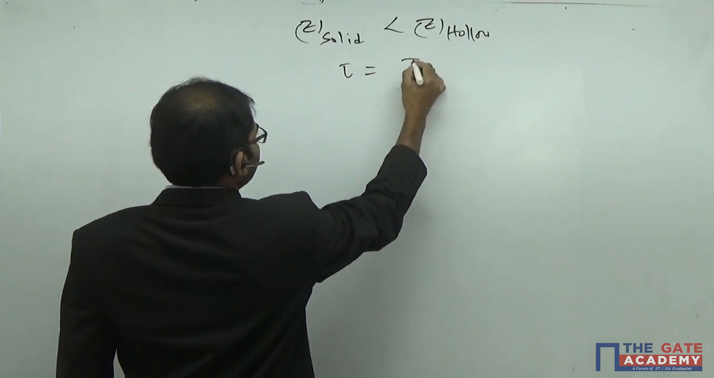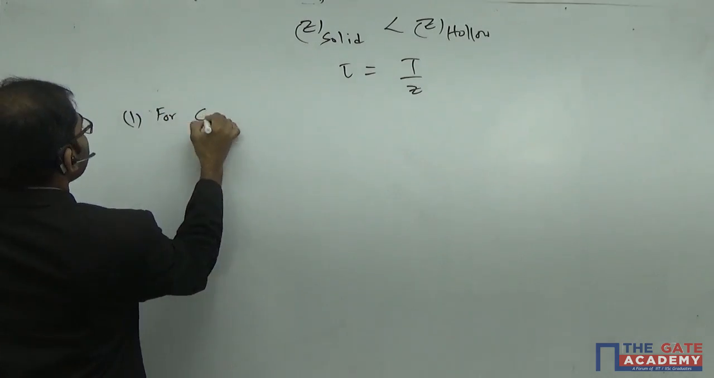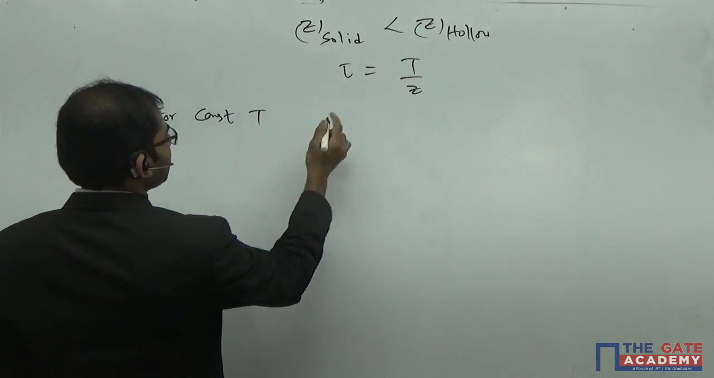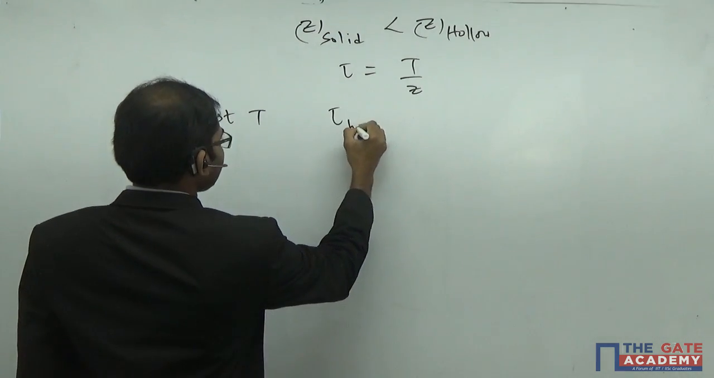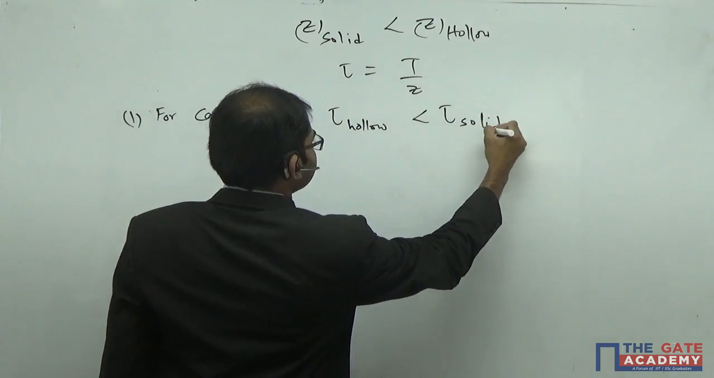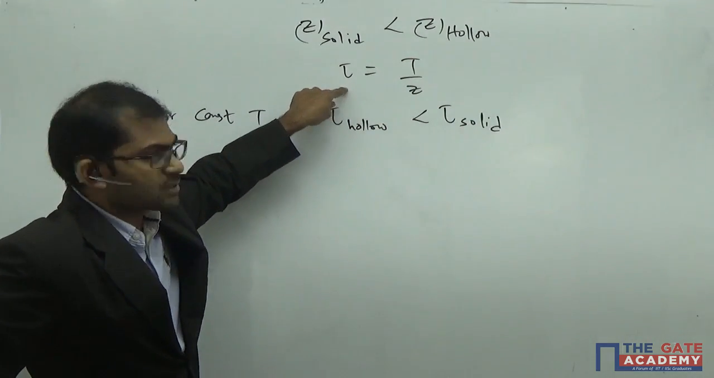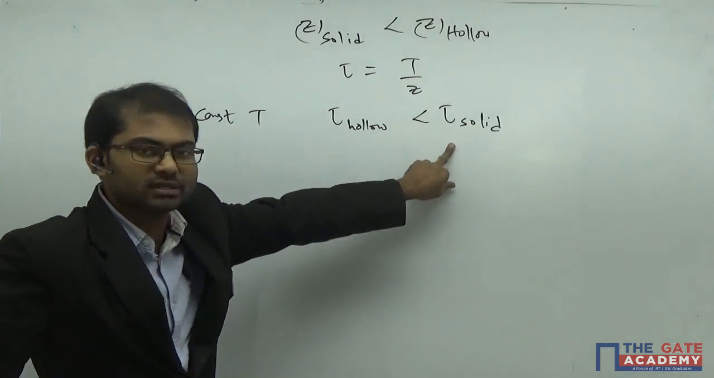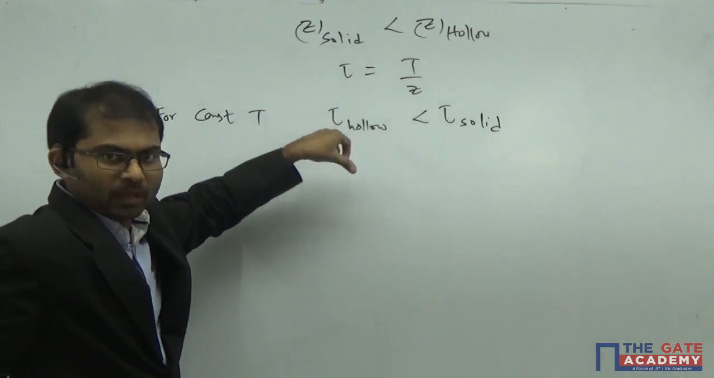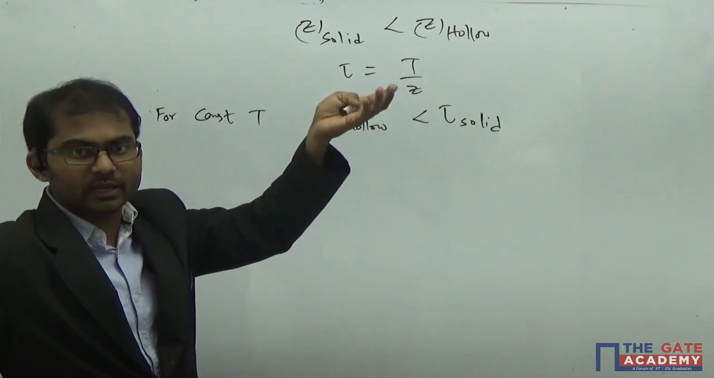So basically we have the formula tau is equal to T by Z here. The first result: for constant torque, that means in both the cases if I apply the same torque, tau hollow is less than tau solid. That means when constant torque is there, as Z of the hollow is greater than Z of the solid, the stress induced inside the hollow shaft is lesser than in the solid shaft. It's a very important result. So the stress induced is lesser, so you can use the hollow shaft for higher values of torque. That's the meaning of this.